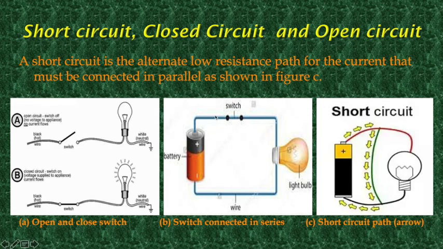Another figure is a switch connected in series. Point should be noted that in case of a switch there is no short circuit as it is connected in series with the load, so either it is an open or closed circuit, but a short circuit is the alternate low resistance path for the current that must be connected in parallel as shown in Figure C.